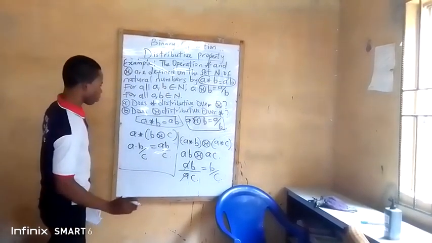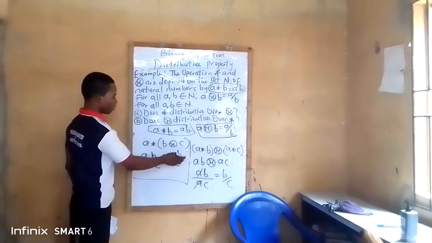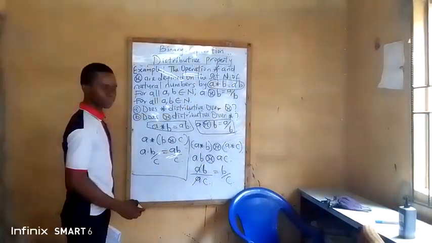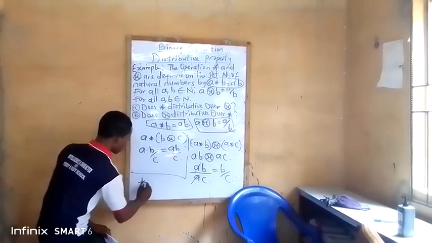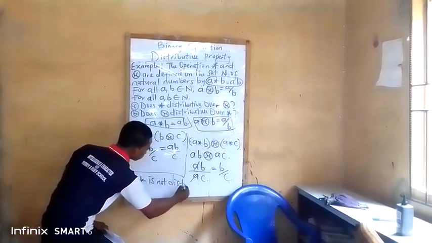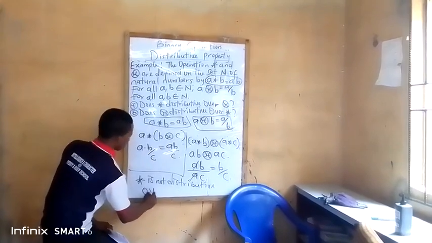Now, let's check whether this is distributive over the other. The first one gives ab all over c. The second gives b all over c. They are not the same. That shows that asterisk is not distributive over circle.